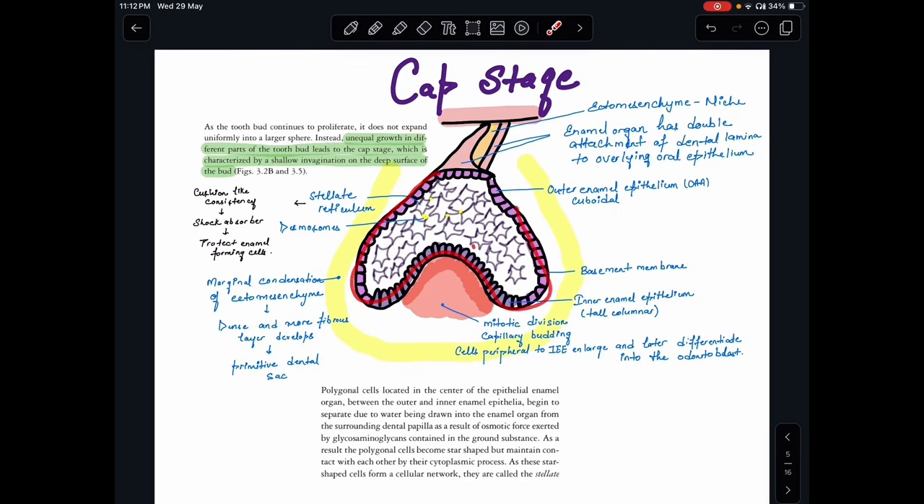There is a shallow invagination. This is the shallow invagination which is formed in the cap stage. So this is the statement written that unequal growth in different parts of the tooth bud leads to the cap stage, which is characterized by a shallow invagination in the deep surface of the bud. Okay, what other features are present in the cap stage?